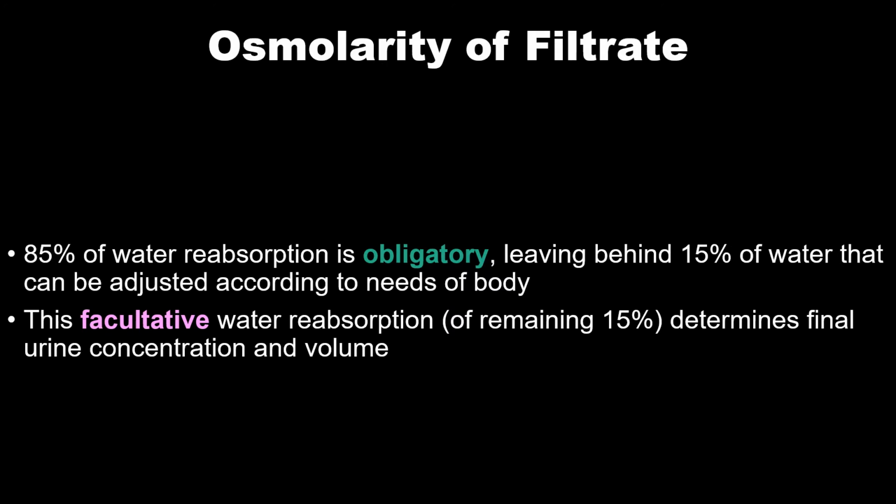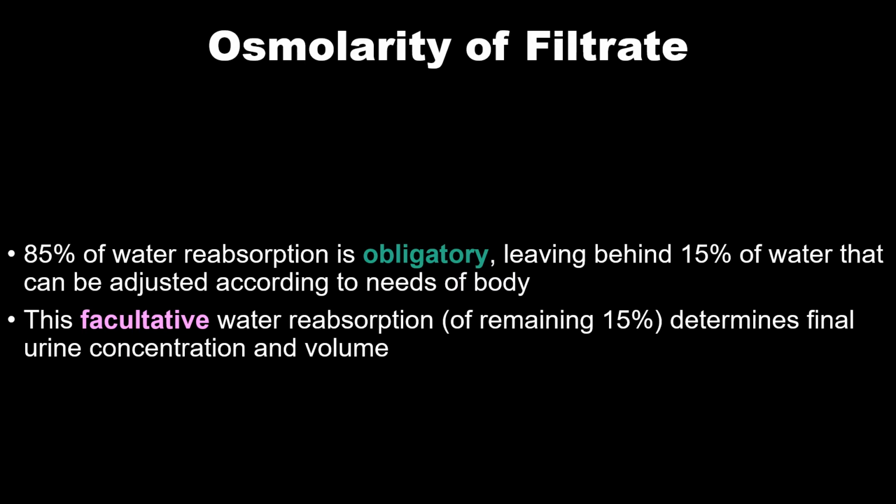Now, as you guys have learned so far, about 85% of water reabsorption that happens in the kidney is obligatory. Water is obliged to follow via osmosis, right? That last 15% is going to be facultative, okay? And that is going to be adjusted by hormones to meet the body's needs and maintain that homeostatic balance. Facultative water reabsorption is what's going to really determine the final concentration of urine and the volume of the urine.